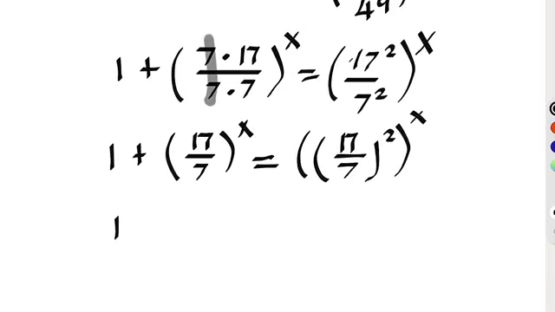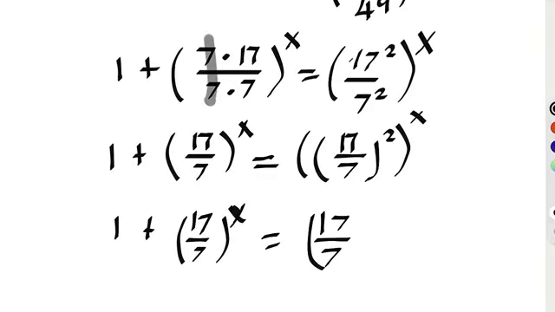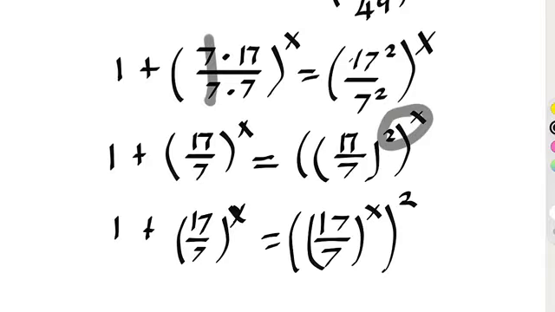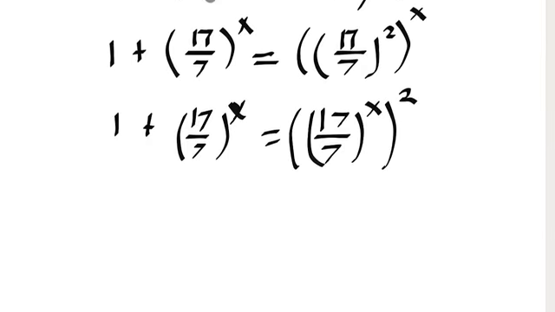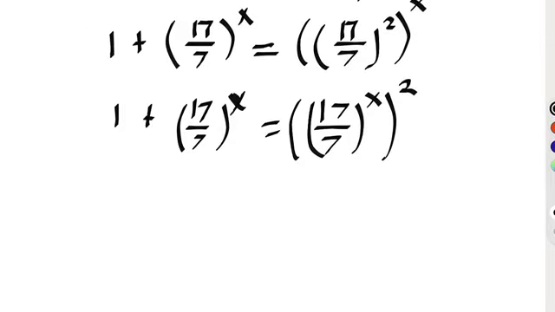So now from there, we're going to have 1 plus 17 over 7, all to the power of x, equals 17 over 7 to the power of x, then you take the 2 outside, so we interchange the powers here. Are you following? Now the next thing we're going to do is, you can see that here we have 17 over 7 to the power of x, and we have 17 over 7 to the power of x there too. So which means that we can do what?